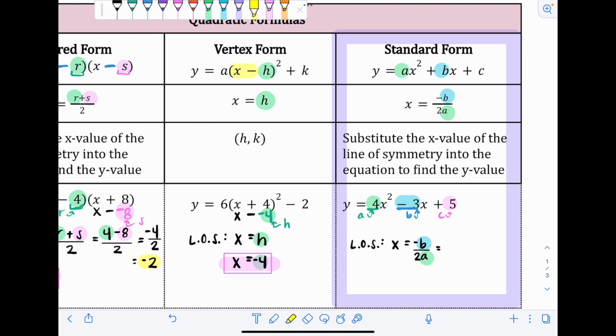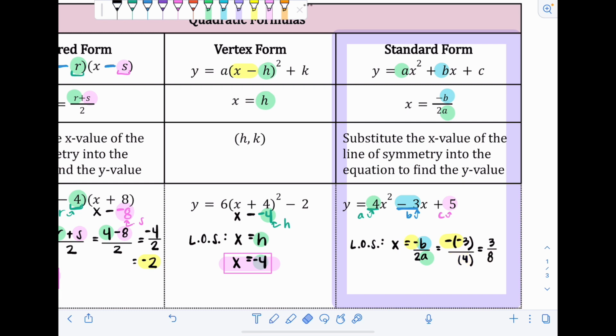So notice that the formula has a negative in it. So there's a negative out in front, and then B itself is negative also. So you're going to have a double negative, one from the formula and one from B. And then over 2 times A, so A was 4, so 2 times 4. When you have a double negative, that turns into a positive, so -3 turns into +3. And then over 2 times 4, so over 8.